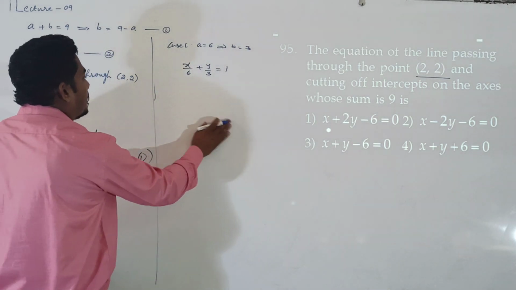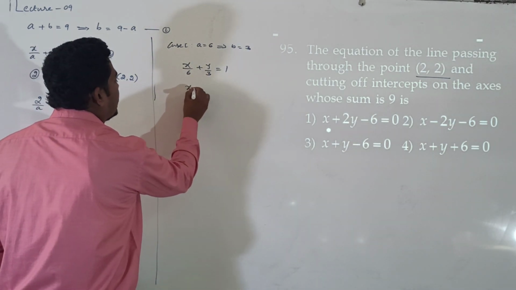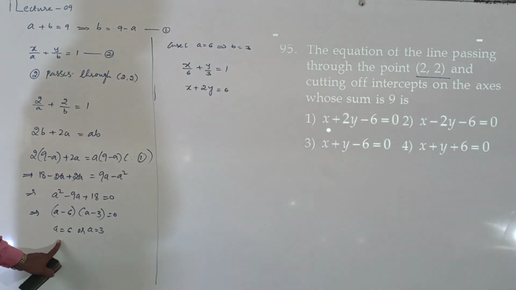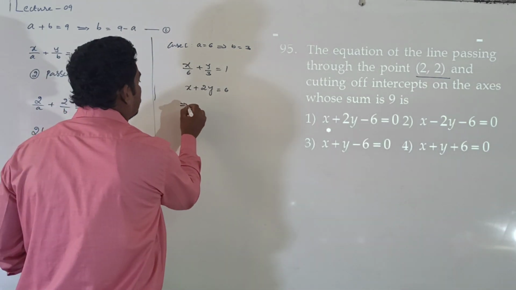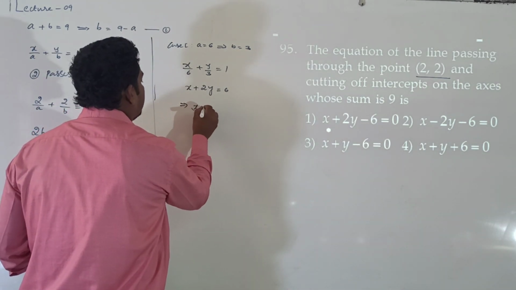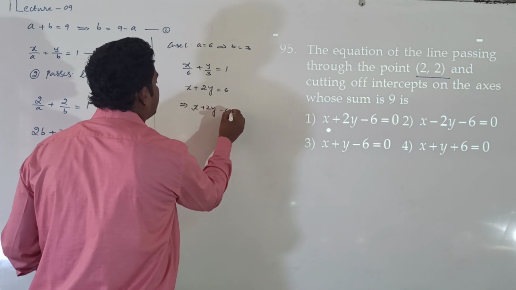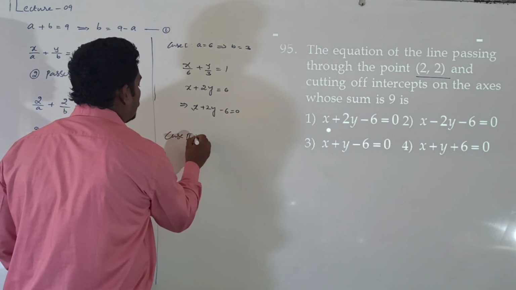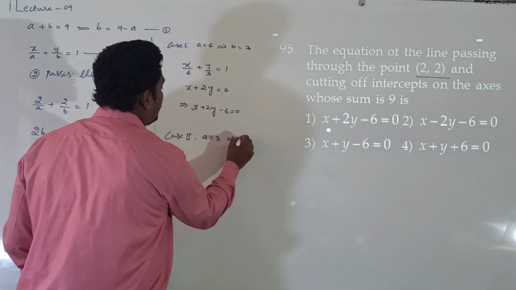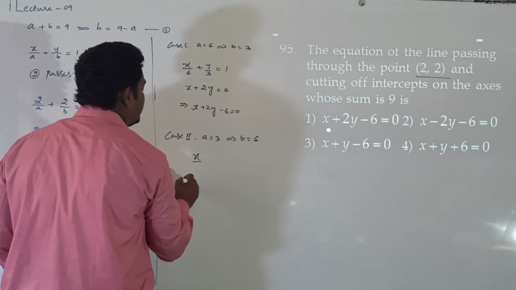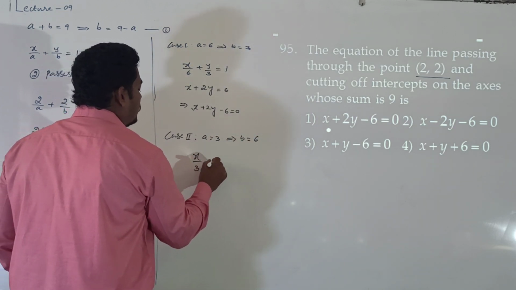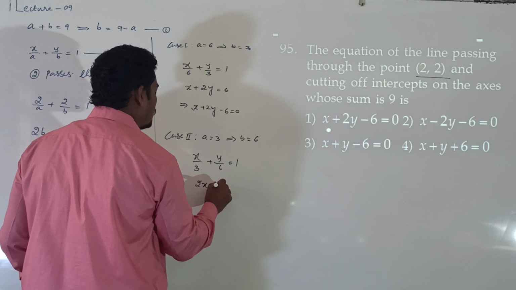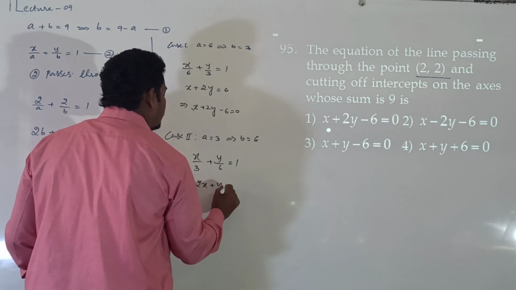Then taking LCM, x plus 2y is equal to 6, or x plus 2y minus 6 equal to 0. Second case, case 2: if a equal to 3, then b value is 6, which means x divided by 3 plus y divided by 6 equal to 1. After taking LCM, it will be 2x plus y minus 6 equal to 0.